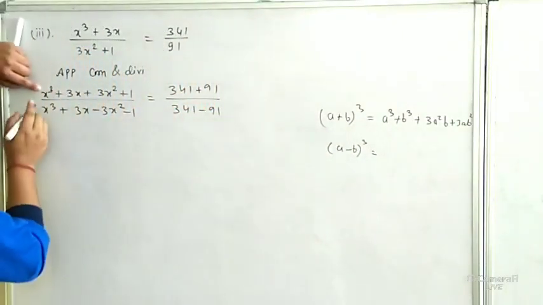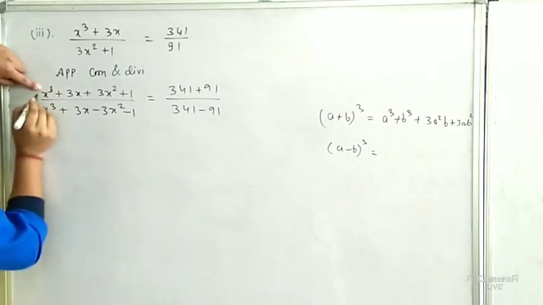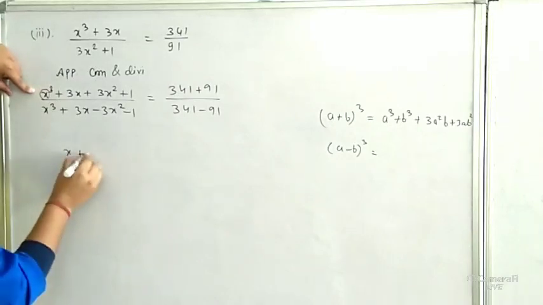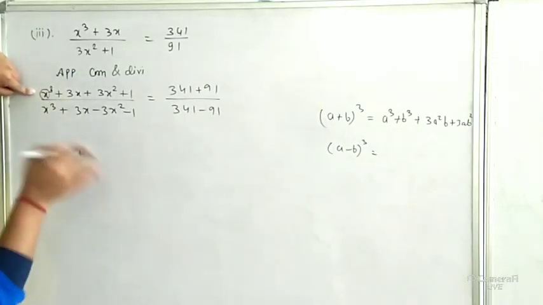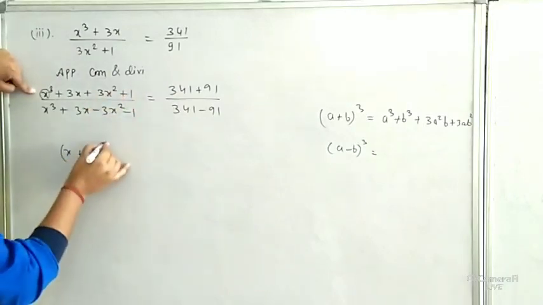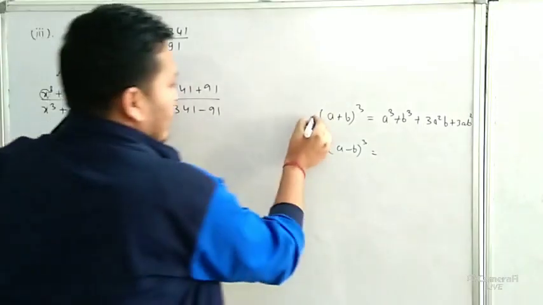So here, look sir, the numerator is x cube, x plus the second number b cube. So which number are we cubing here? So if you cube 1, how much will it come? 1. So now expand it, x plus 1 whole cube, according to this formula.